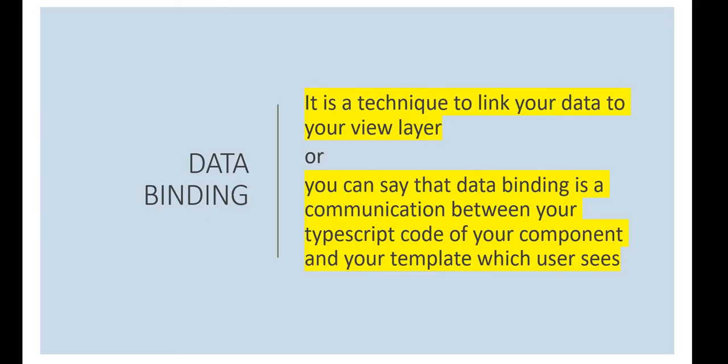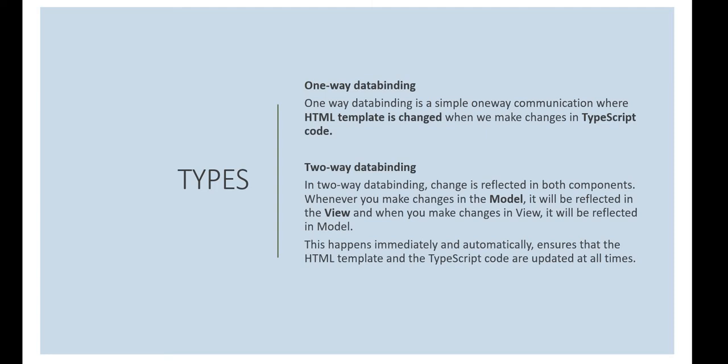So guys, what is data binding? Basically it is just a technique to link your data to your view layer, or you can say it's a communication between your TypeScript code in your component with the HTML code, or the template that you see in your browser, right? As I have said, there are two types of binding, one way and two way. As the name suggests, one way is in one direction. One-way binding is simple one-way communication where the HTML template is changed when we make changes in the TypeScript code. So once we do any change in the TypeScript code, the HTML behavior is changed.